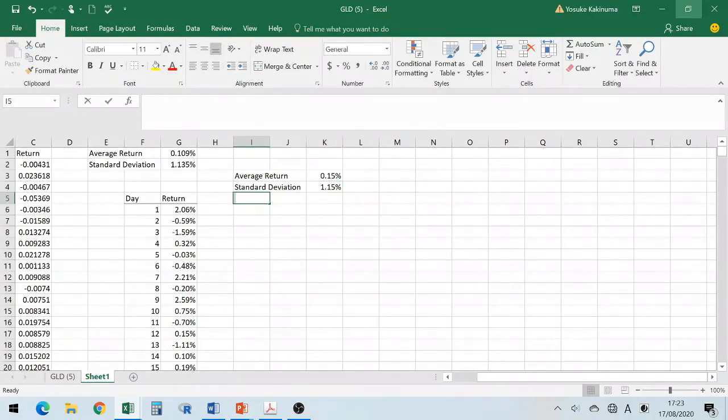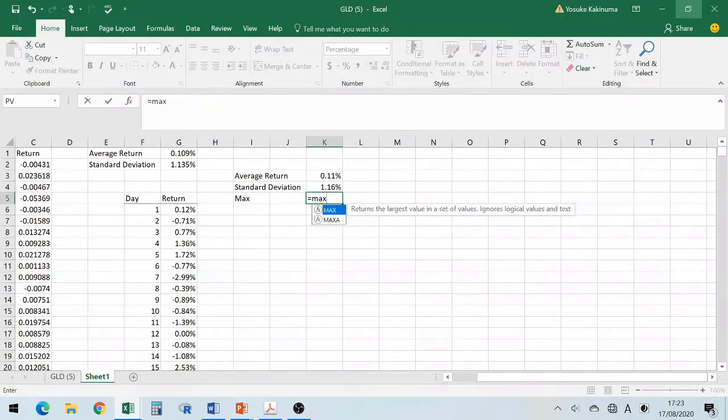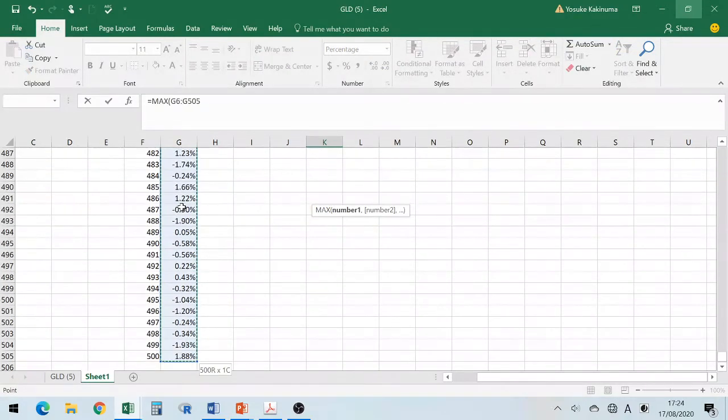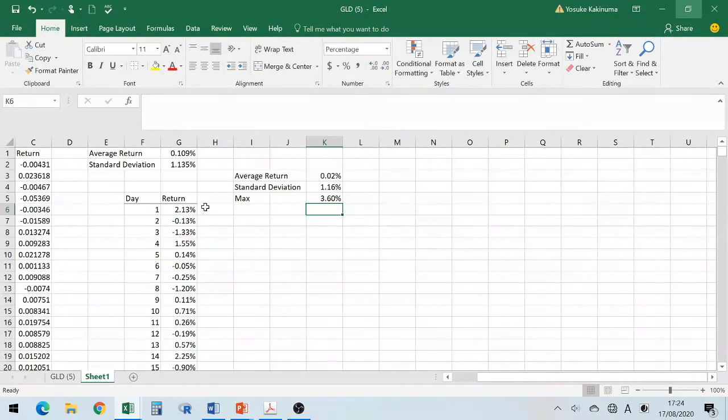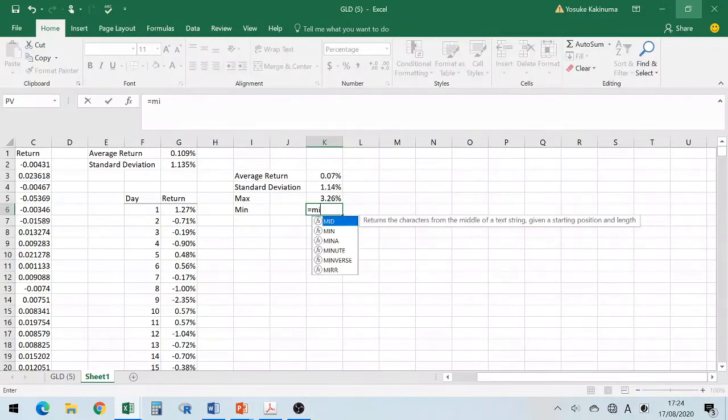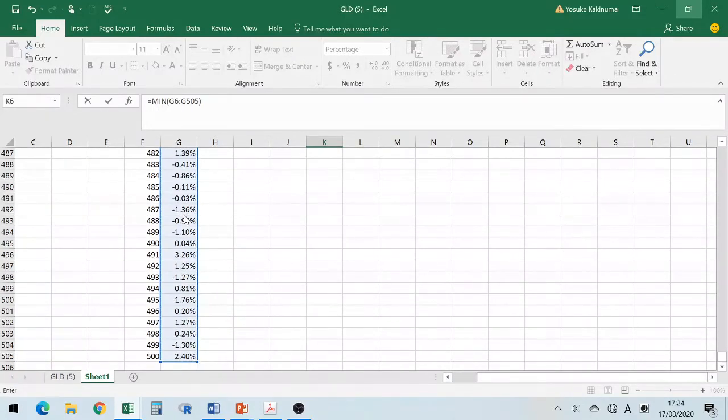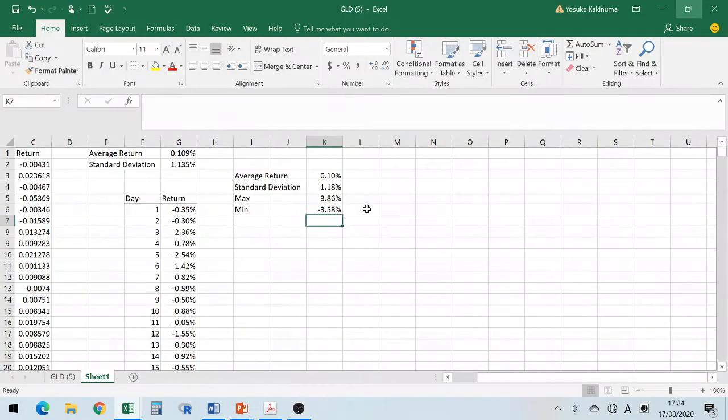And how about the maximum return? Okay, so you just use max. What will be the maximum return for the next 500 days? So it's 3.6%. So one day you have a chance to get the maximum of 3.6%. How about the minimum? Minimum is, okay, here you go, minus 3.5%.